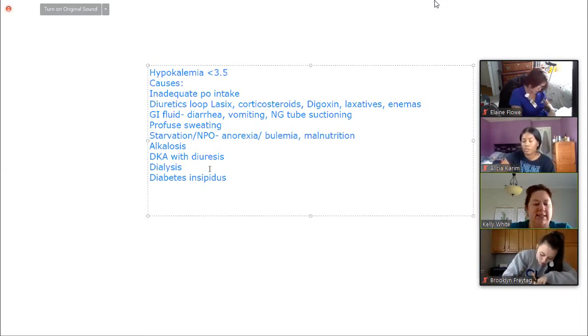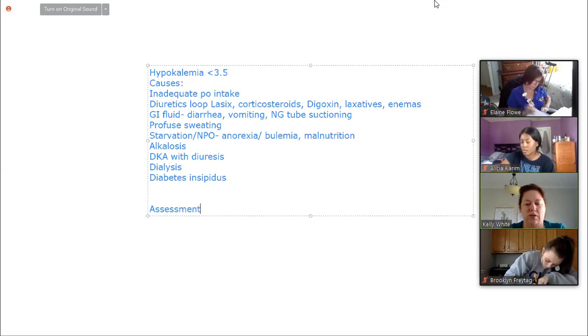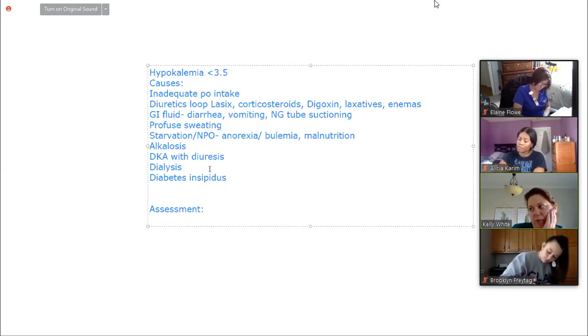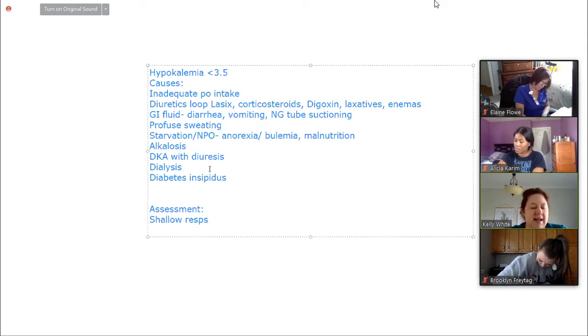Now our assessment. So what are we going to see in these patients that have a low potassium level? We're going to see shallow respirations. We're going to see anxiety and confusion. Some of these that are on the slides, I'm not going to type. They're going to have weakness. Remember, our muscles are not getting enough potassium to function, so we're going to have that muscle weakness and fatigue.